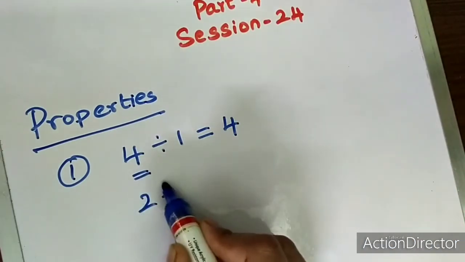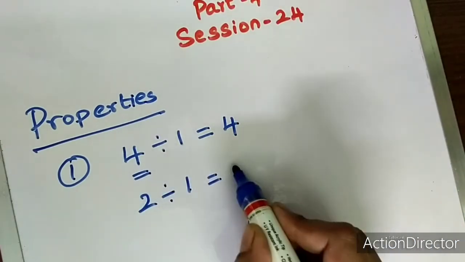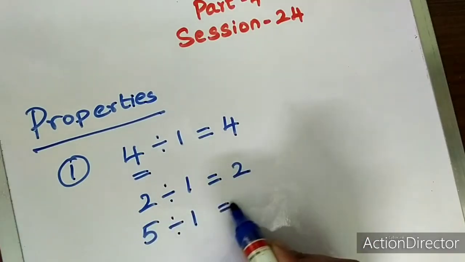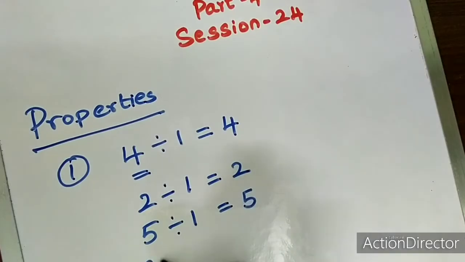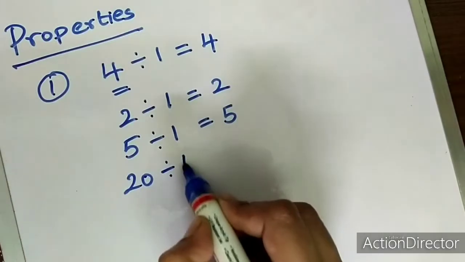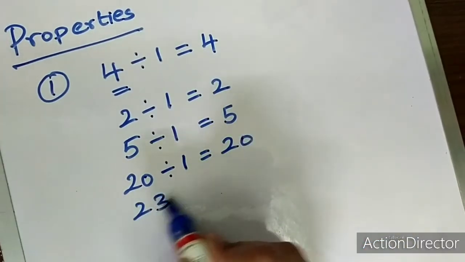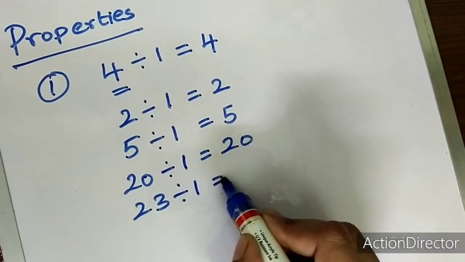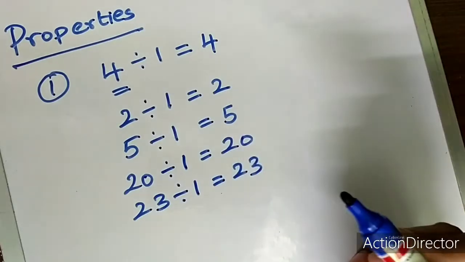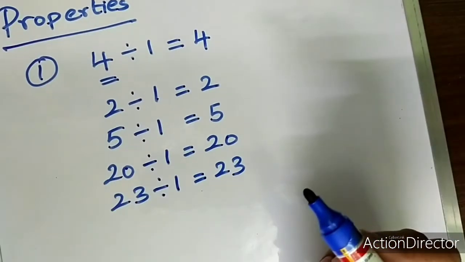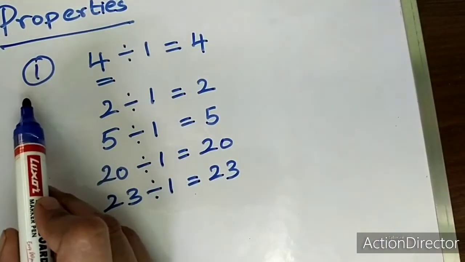That is, 2 divided by 1 is equal to 2. 5 divided by 1 is equal to 5. 20 divided by 1 is equal to 20. 23 divided by 1 is equal to 23. So any number divided by 1, the answer will be the number itself. That is the first property.